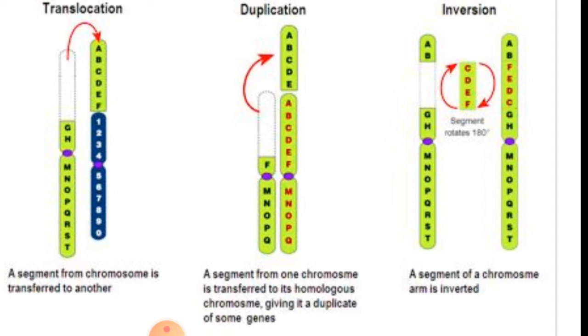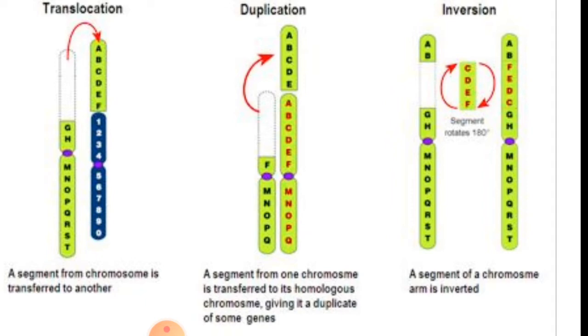So, what you saw now is the inversion. Last diagram, a segment of a chromosome arm is inverted, that is, you can see the sequence is being inverted. A, B, C, D, E, F is the right sequence, but when it breaks off it is inverted, and when it joins to the other chromosome, you see after A, B it is F, E, D and then C. That is, the sequence is upside down, it is inverted. That is why the name inversion.